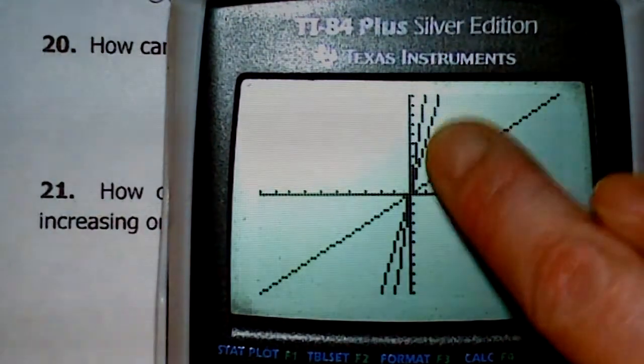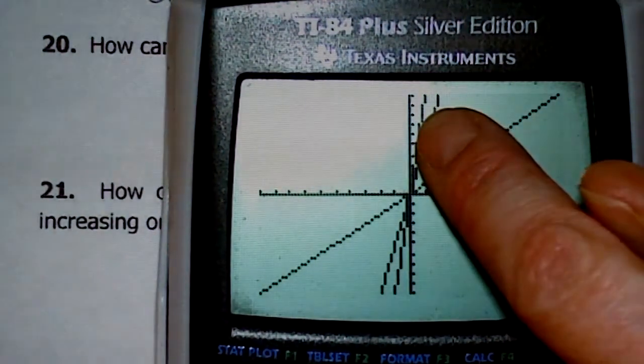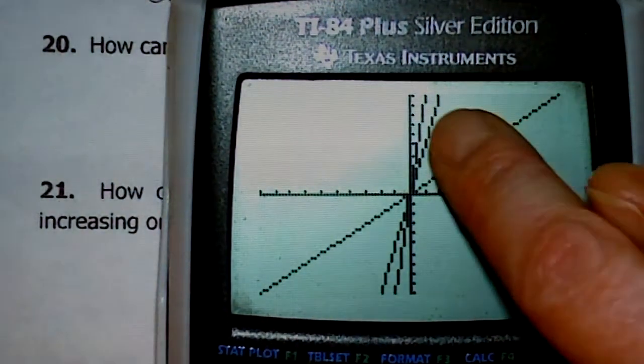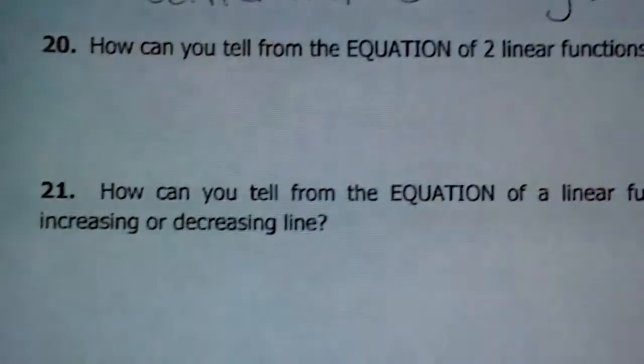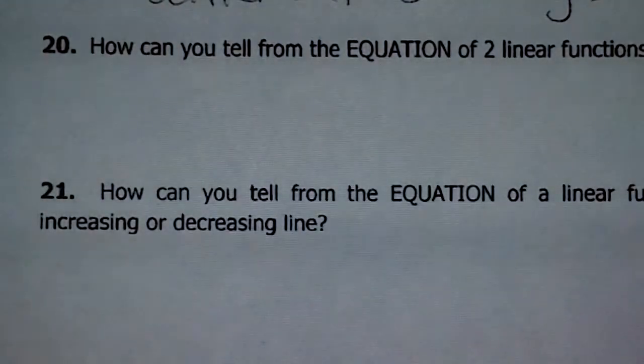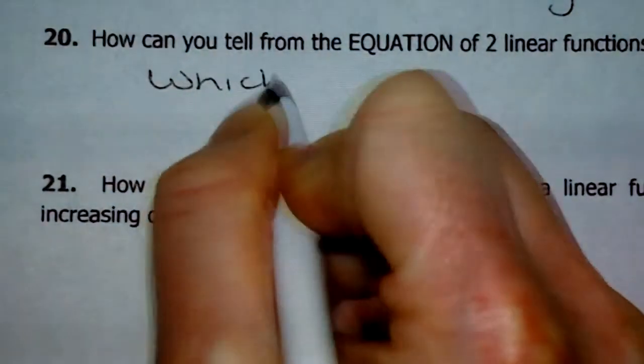So take a look. This is when the slope is 1. This is when the slope is 5. This is when the slope is 10. What happens as the slope increases? The line gets steeper. So how can you tell from the equation of two linear functions which one will be steeper? Whichever one has a higher slope.